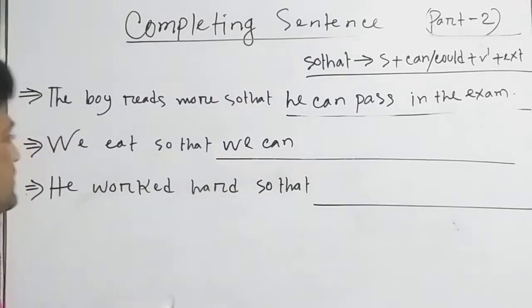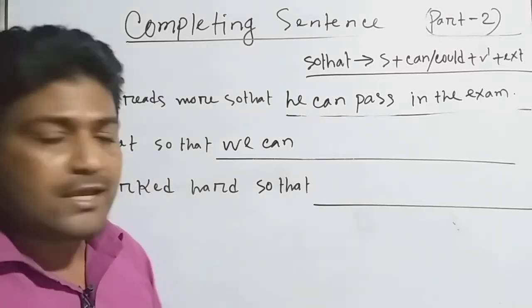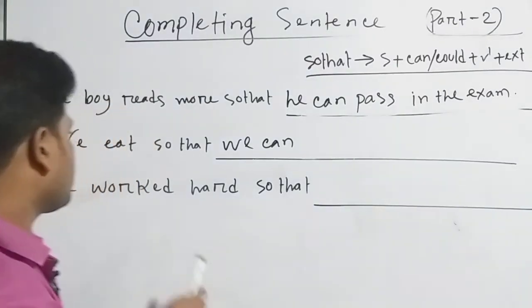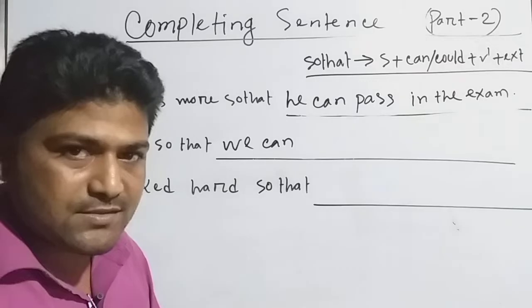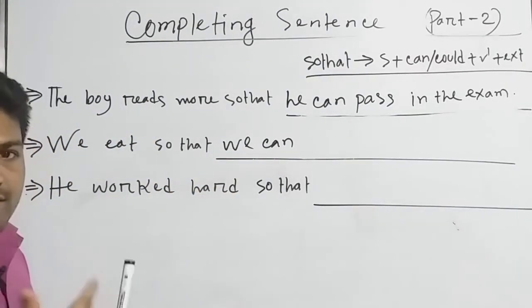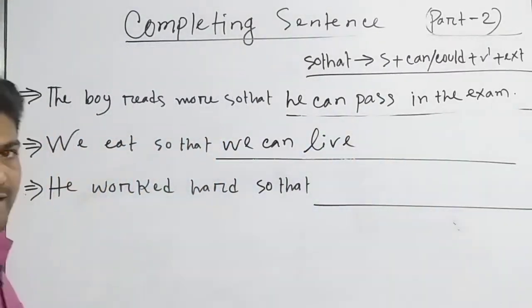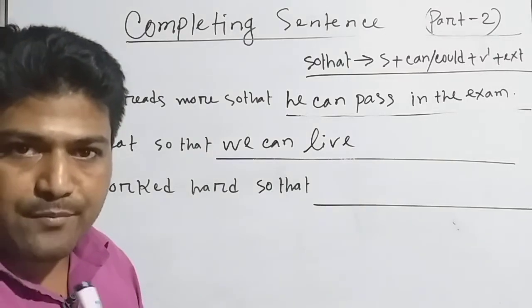Okay, dear learners and viewers, and then depending on the meaning of this incomplete sentence, you have to use a suitable finite verb. What will be the suitable finite verb? Guess please. Okay, we eat so that we can live. We can use here "live". Okay, in this way we can complete this type of incomplete sentence, dear learners and viewers.